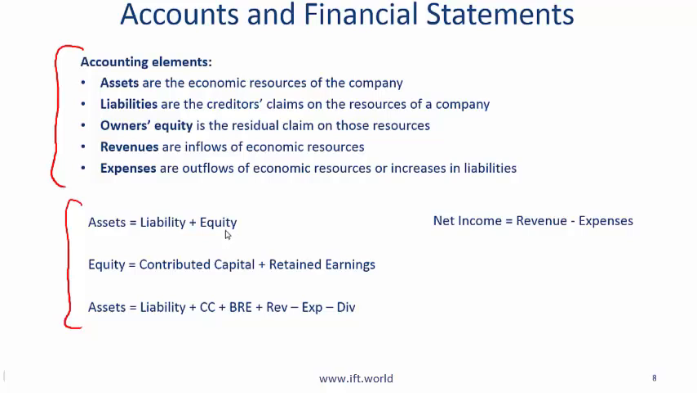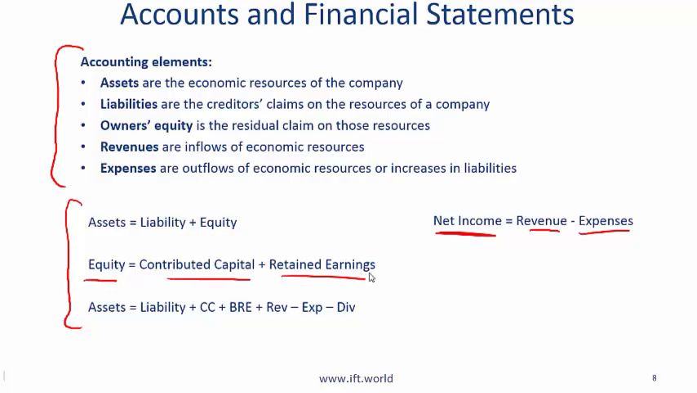Assets equal liability plus equity. And then recognize that equity is contributed capital, which is the money that has been contributed by the shareholders, plus retained earnings, which is money the company generates that could be given to shareholders but is retained within the company. The earnings during a given period are also called net income. These are revenue minus expenses.